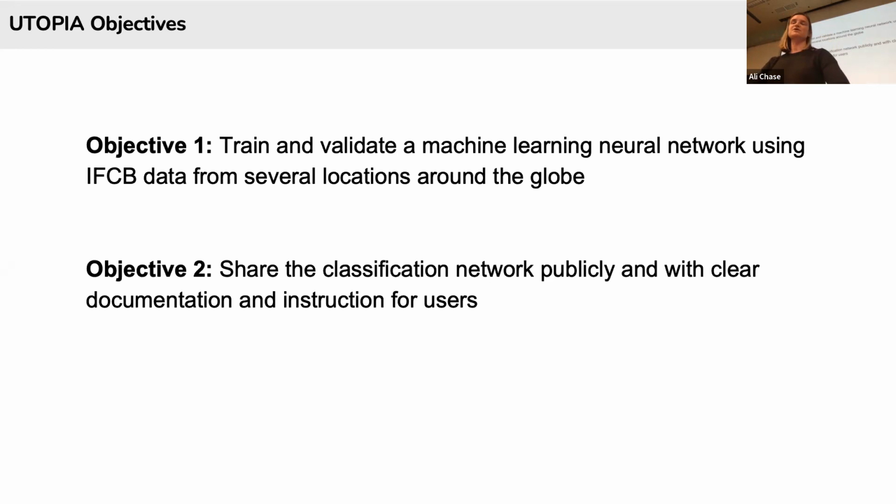So our two main objectives, which are both ongoing, but we've started to tackle both, certainly, are to train and validate a machine learning neural network using IFCB data, and to share this network in a public, open source way and with clear documentation.